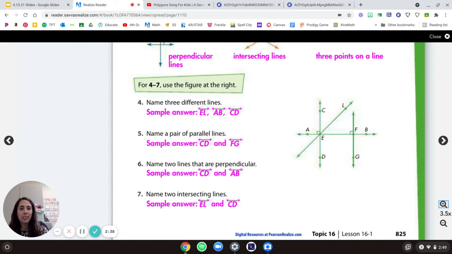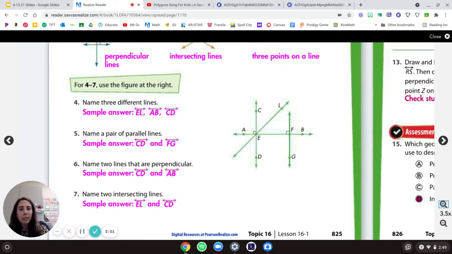And then 2 lines that are intersecting. This one had only 1 pair you could have done. You should have done line EL or LE, and then line CD or line DC. Right, because they're intersecting. The other ones don't actually cross yet, or they are parallel or perpendicular.